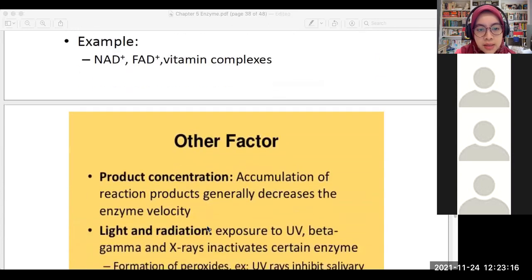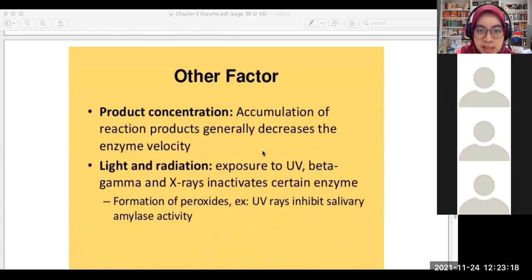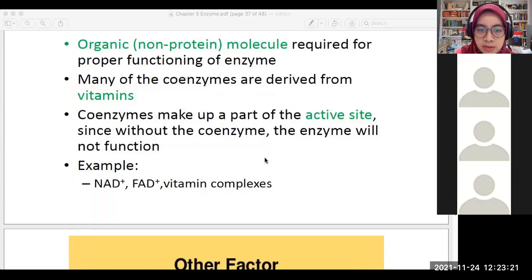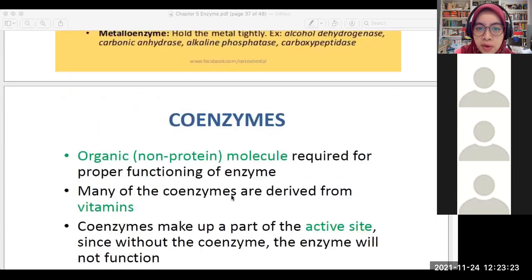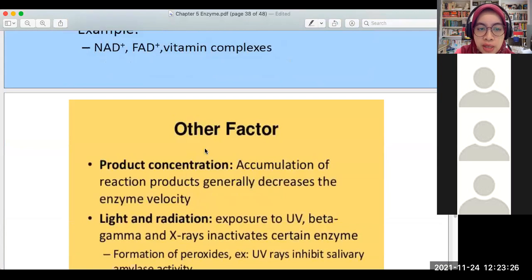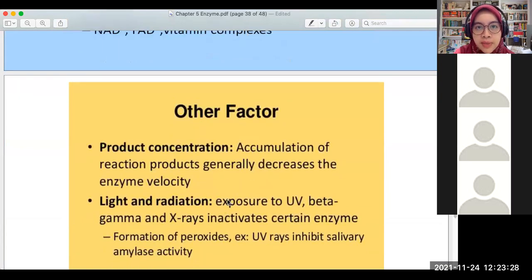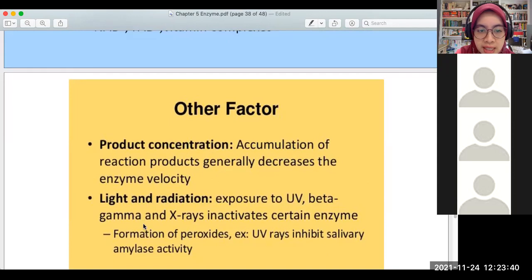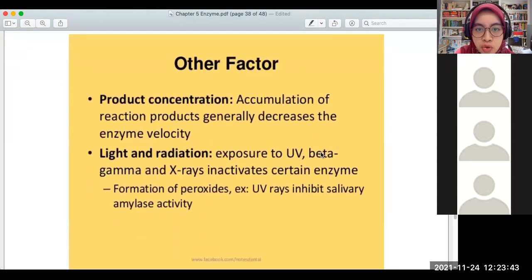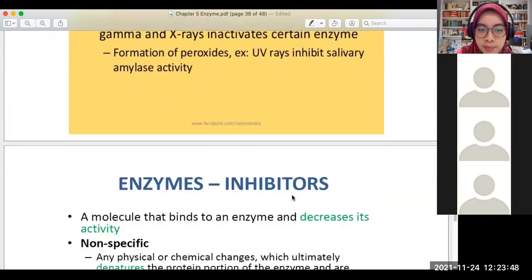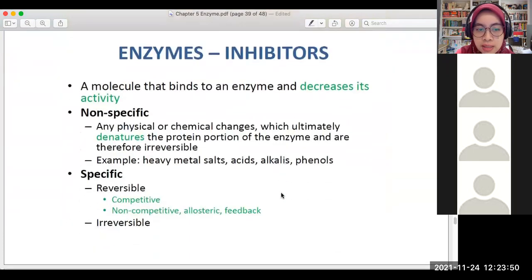So what are the other factors? Apart from pH, concentration, and the presence of coenzymes and activators, another factor affecting enzyme activity is product concentration. Sometimes the accumulation of product can reduce the enzyme reaction. Also light and radiation. Exposure to UV, for example, can inactivate, disrupt or denature certain enzymes. That's why you should wear your sunscreen.